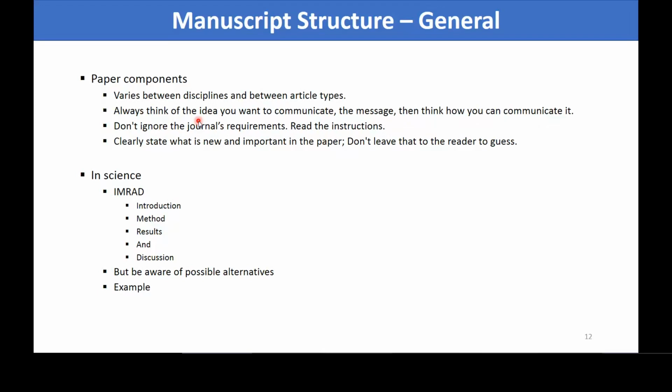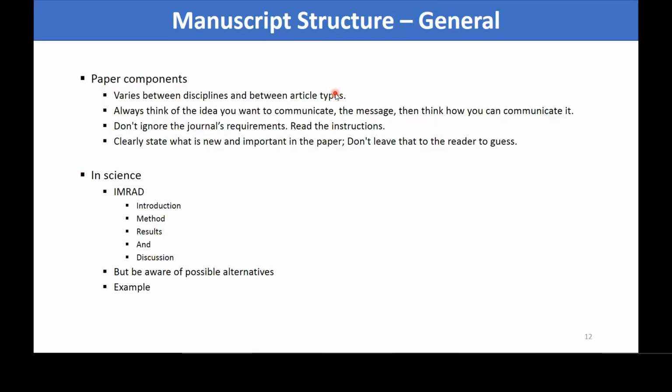Don't ignore the journal's requirements. That's very important, so please read the instructions and the author guidelines. Also clearly state what is new and what's important in the paper. This is general advice: wherever you put that in the manuscript, make it explicit and clear. Don't leave readers to guess what is introduced in this paper and what its contribution is. That's not a good thing to do as an author.